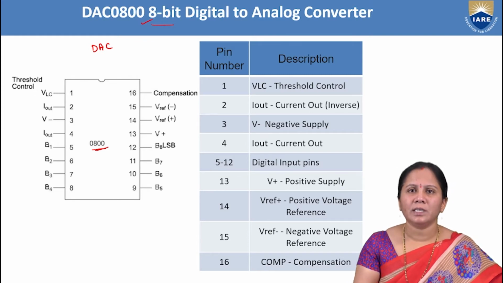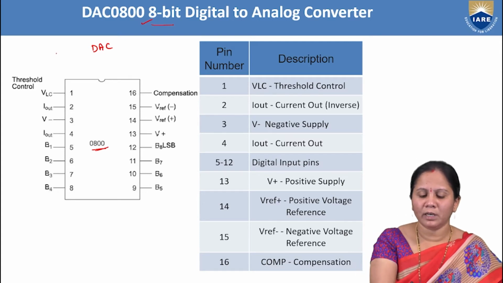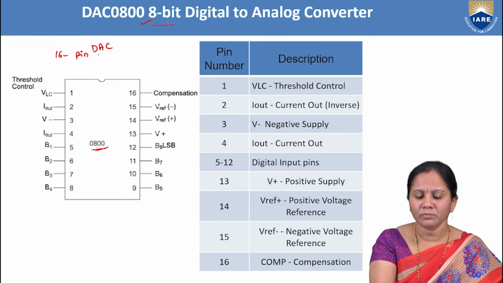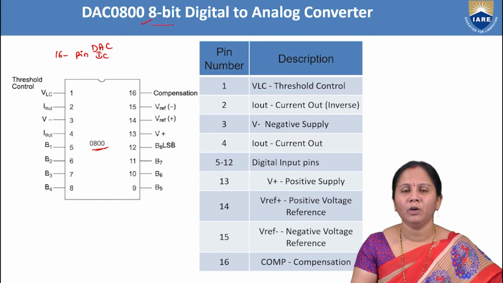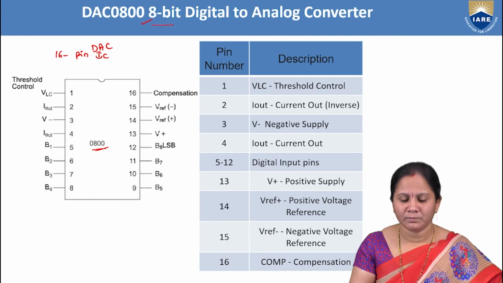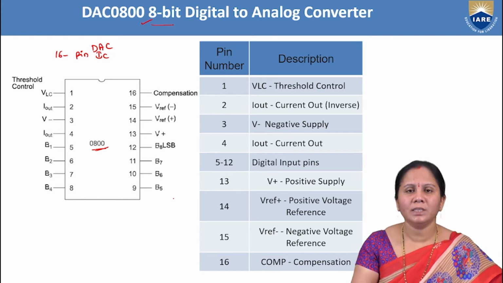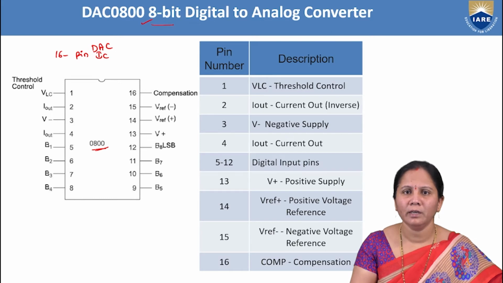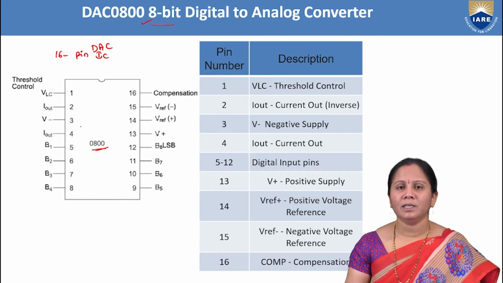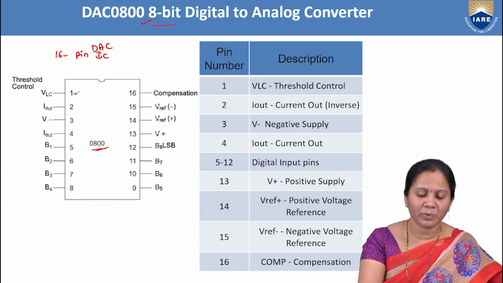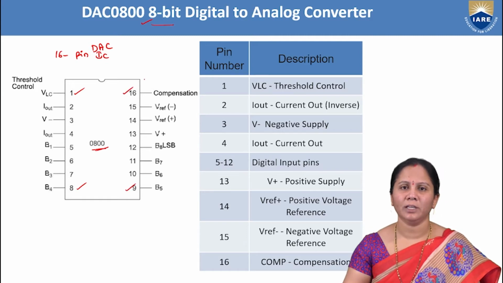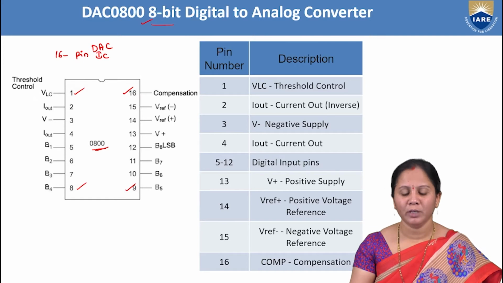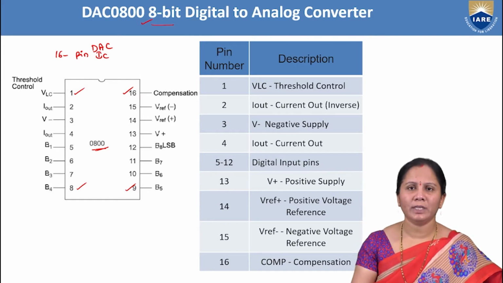If you see here, this is a 16 pin IC. The number of pins available is 16, and all these 16 pins are arranged in the dual inline package. This is from pin number 1 to 8, and here we can see from 9 to 16. So totally 16 pins are there, all arranged in the dual inline package.